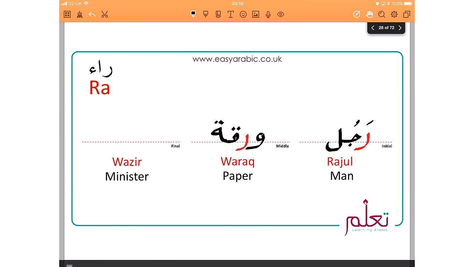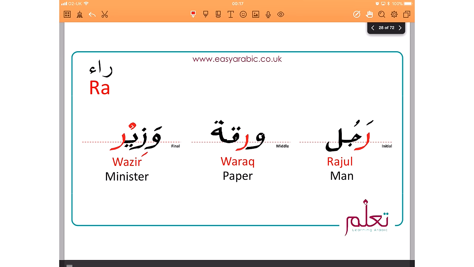Waraqa. And the last one is wazir. So, wa, then we have the za, and then we have the ya, the two nuktas. Then we have the ra at the end. Wazir. So, sukun, wazir.